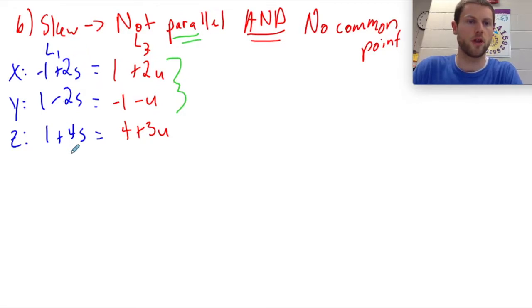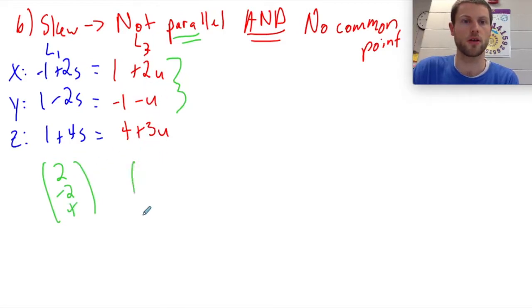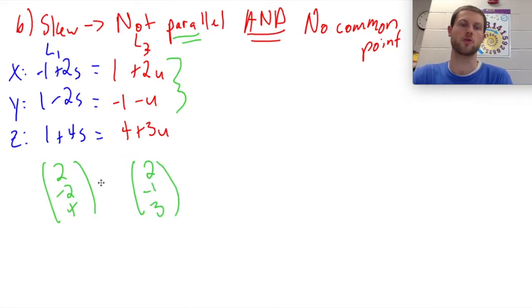And if you look at the direction vector, that's going to be given by all the coefficients in front of my parameters. So the direction vector for L1 is 2, -2, 4. And the direction vector for L3 is 2, -1, 3. And hopefully you kind of see right away those are not parallel. So that actually takes care of that right away. So now let's actually solve what this system would be.